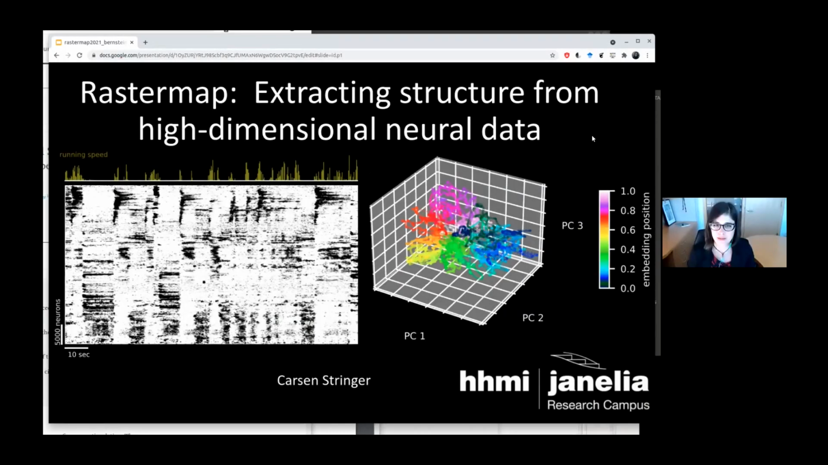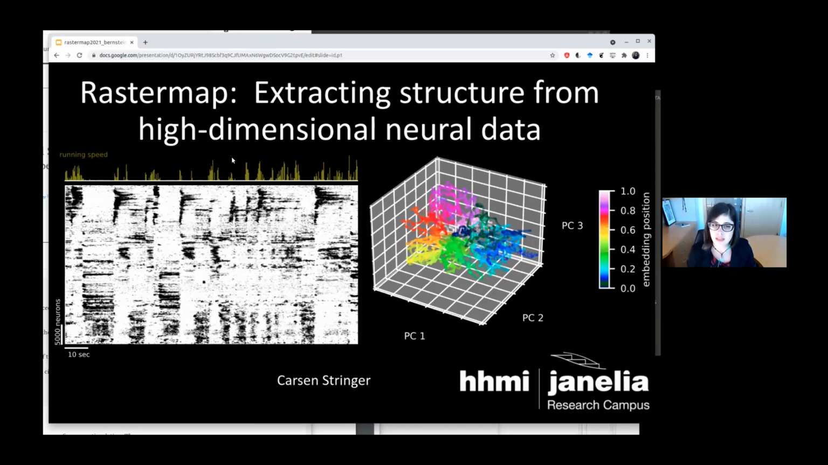So I'm going to be talking about our manifold embedding algorithm, Rastermap, about extracting structure from high dimensional neural data. This is really finding patterns of activity that you might not have been able to see without an algorithm like this.